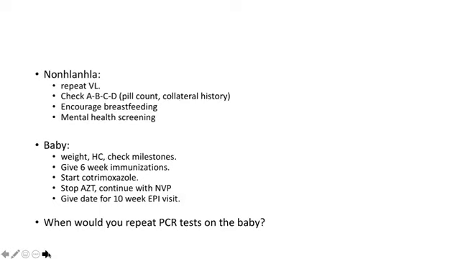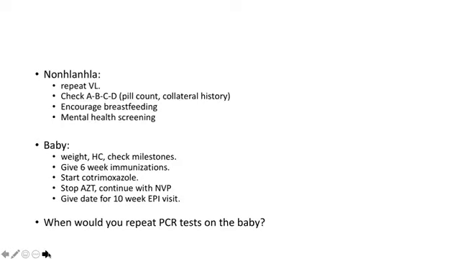So in checking this baby, remember, any time that you're worried about the baby, we can do a PCR. So the next EPI visit, or the next time we would do a PCR, would be at 10 weeks. But if this baby is not growing, if there's any signs of any infections, if the mom has any evidence of TB, we'd obviously want to do a PCR on this baby to try and pick up any infection.